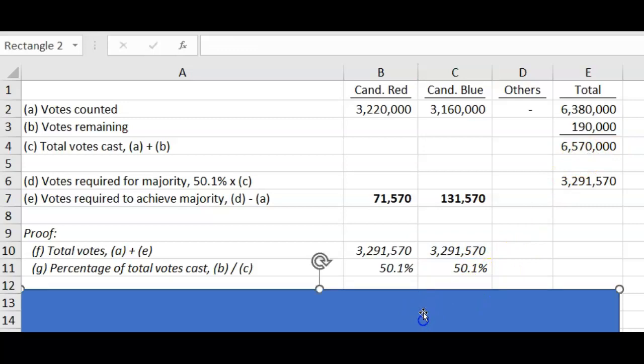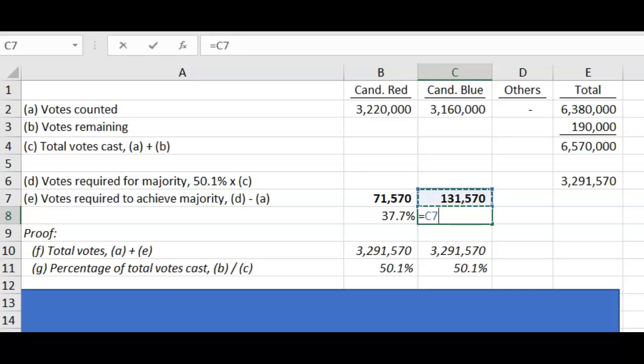Now if you wanted to know what percentage of the remaining votes is required to win the majority, you would take the 71,570 and divide it by 190,000. Let's turn that into a percentage. Candidate red would have to achieve 37.7% of the 190,000 left to count to win.